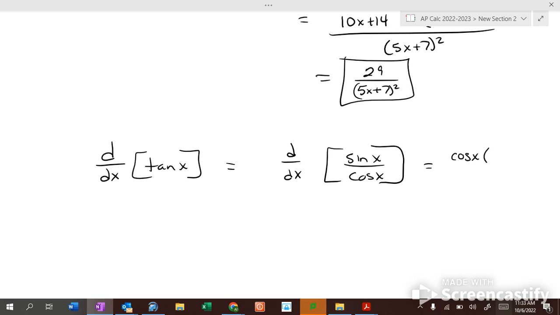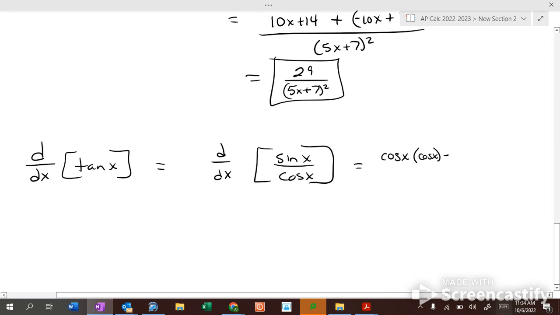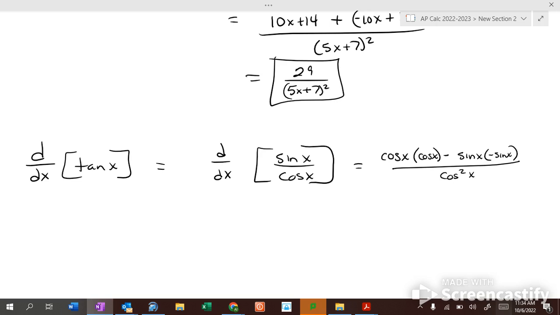Quotient rule is the cosine of x times, what's the first derivative of the sine of x? Cosine of x, minus the numerator, the sine of x, times what's the first derivative of the cosine of x? Negative sine of x, all over cosine squared of x, because cosine of x squared is cosine squared of x, if you remember your trig.